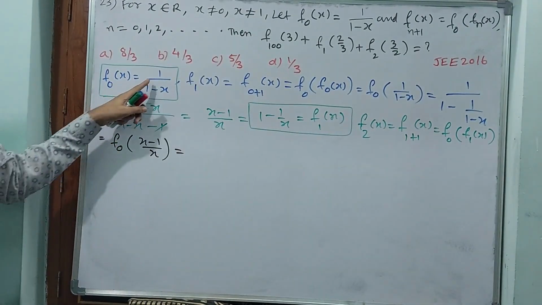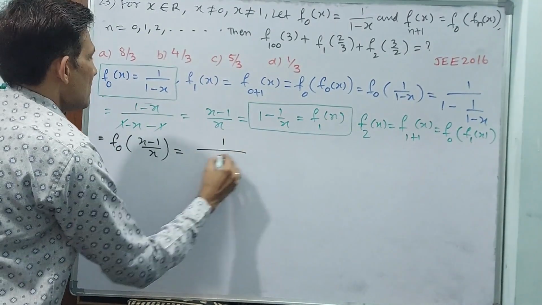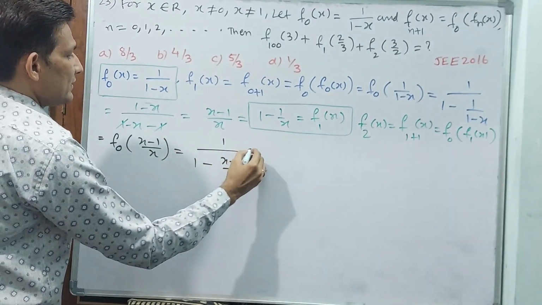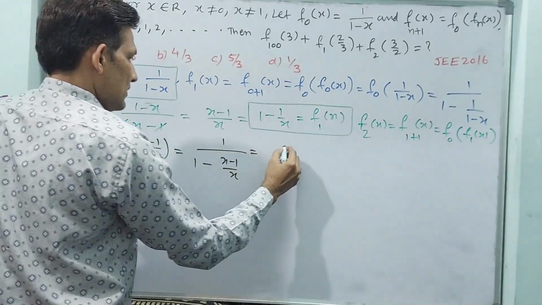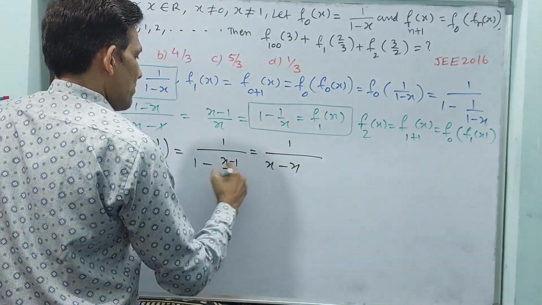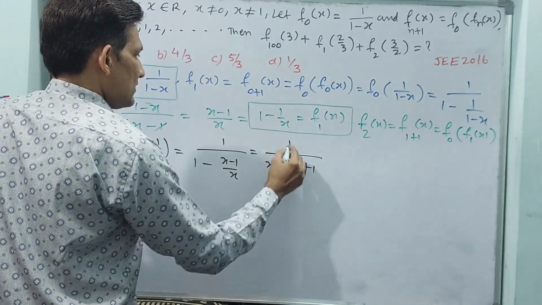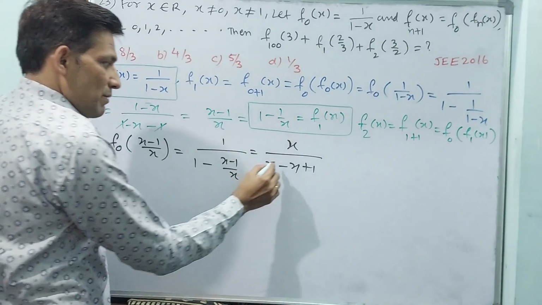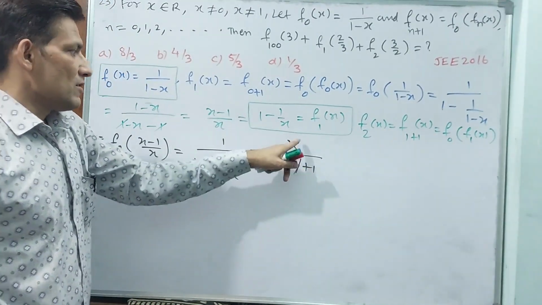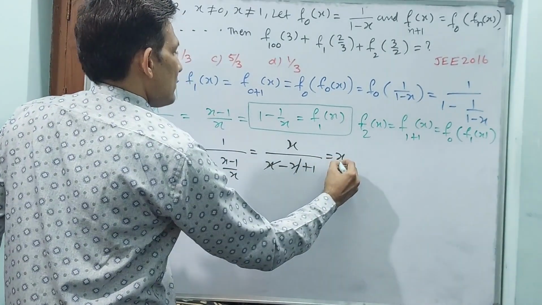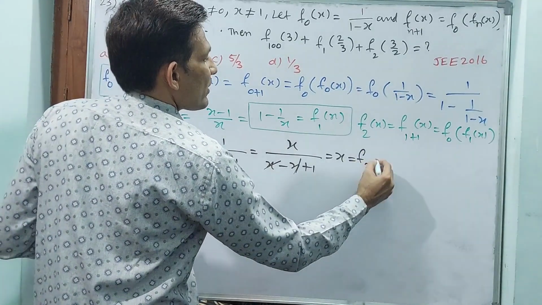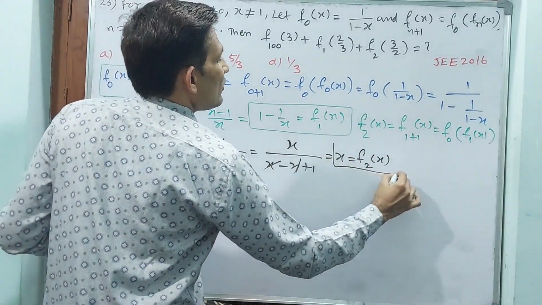But what about f0? 1 by 1 minus x. That means 1 by 1 minus, in x's place you write this one: x minus 1 by x. That is equal to x minus 1 by x, plus 1 by x... This x I will send to the top. Plus x minus x is going to get cancelled out. And x by 1 means x is going to come. This x is f2 of x. This you keep in your one box.